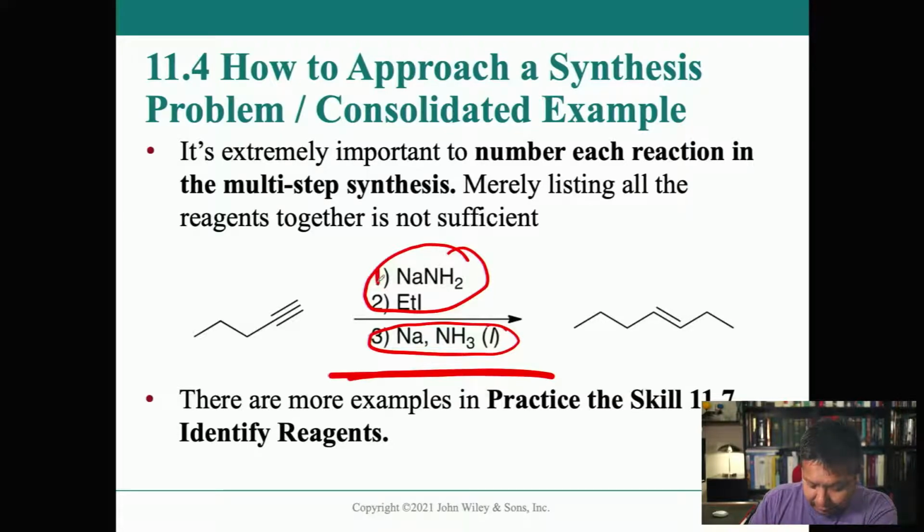That's reaction 1 there, where the sodium amide does the deprotonating, and then the nucleophilic attack happens with the ethyl iodide. That's the second reaction, but the first step is both of these together. And then the dissolving metal reduction is the sodium and the ammonia, right? So you've got to make sure you keep those straight.